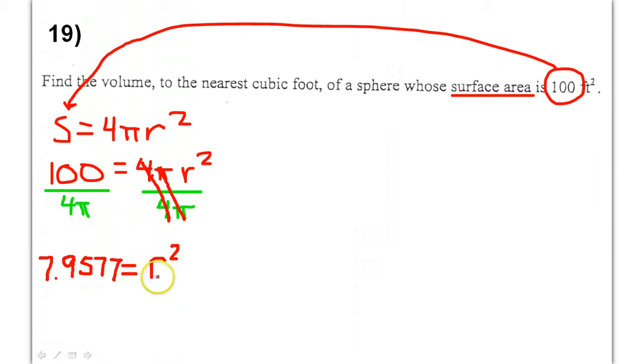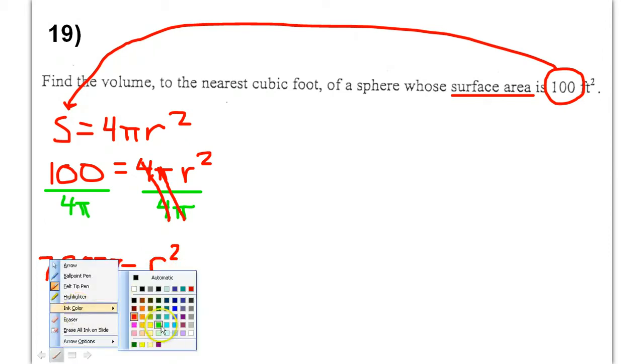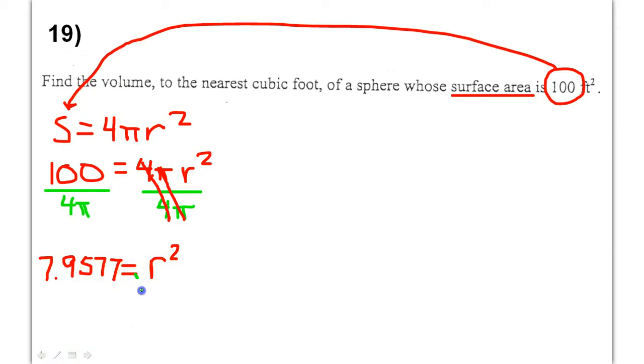So, we need to get r by itself. So what are we going to do? To unsquare things, we must take the square root of both sides, like so. Let's see, what's that going to give me? Alright, see, I'm leaving myself room for lots of decimals. So, if I take the square root of 7.9577, I get 2.8209. Alright, I'm still keeping 4 decimal places.